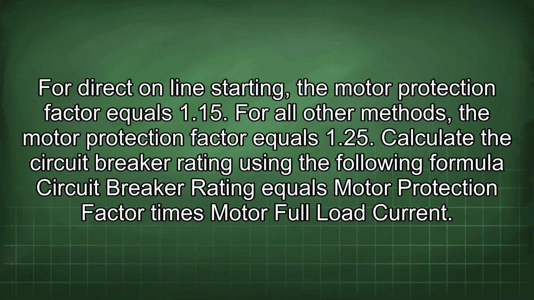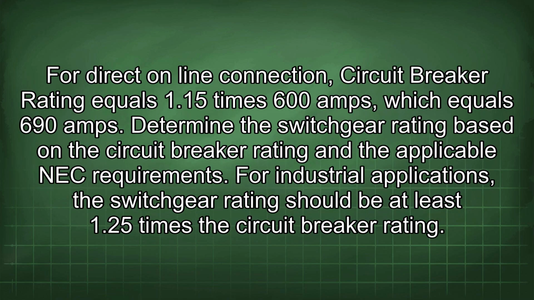Calculate the circuit breaker rating using the following formula. Circuit breaker rating equals motor protection factor times motor full load current. For direct online connection, circuit breaker rating equals 1.15 times 600 amps, which equals 690 amps.